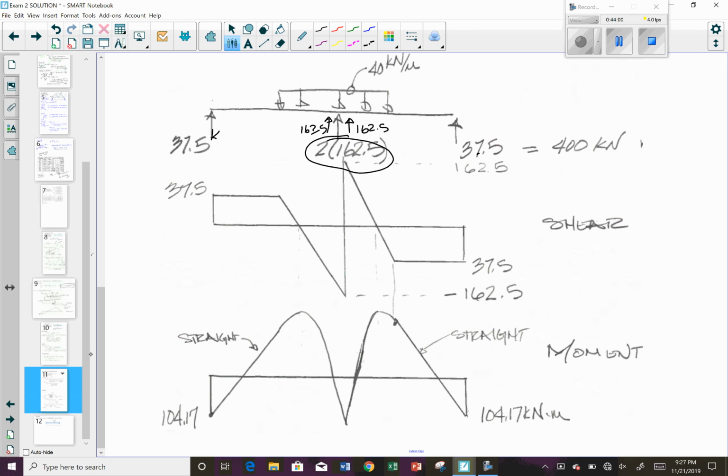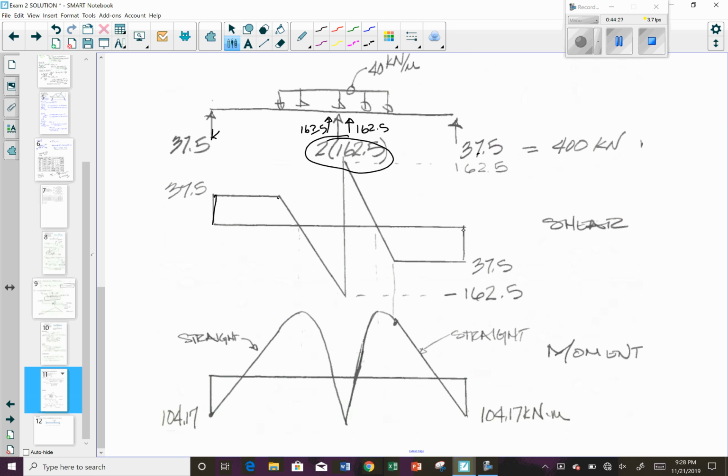So we can draw our shear diagram then. 37.5 going up. We've got no load until we get to here, and then we have a constant load coming down. We've got a reaction here, and when we have a vertical reaction, it goes straight up. Then the constant load goes down until we get to the end of that load. We cross over, there's no load, and this equals 37.5, which is our reaction going up.